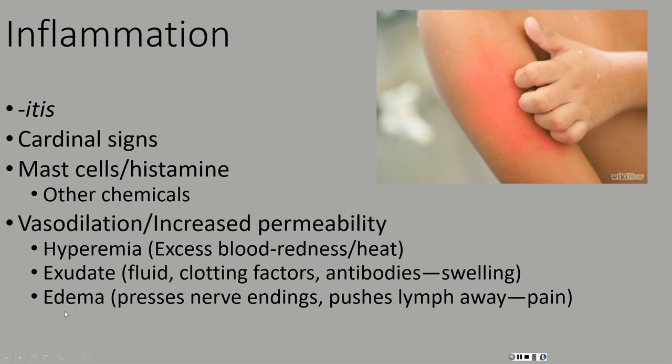So as that tissue swells, it's going to press on the nerve endings of that tissue. It's also going to push lymph away. Well, the pushing on the nerve endings is what causes the pain. It makes you aware of that area.